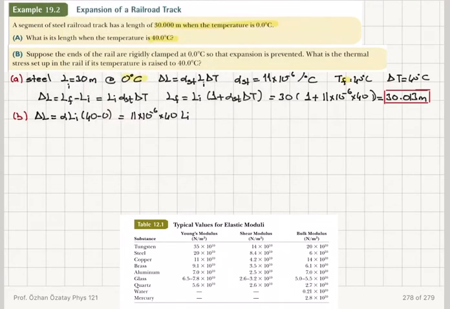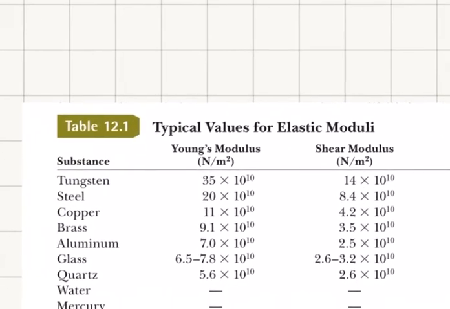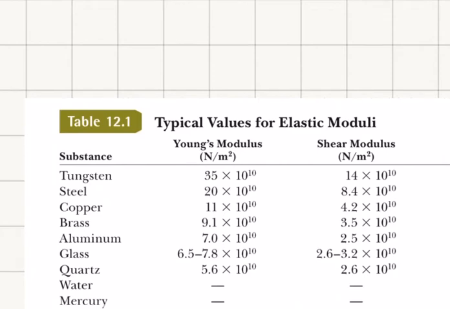Okay, so this delta L, which we have calculated in part A of the problem, was 0.013 meters. This would happen, but it is prevented. So when it is prevented, there's going to be a thermal stress building up. This is a one-dimensional object, so I can look up Young's modulus for this object.